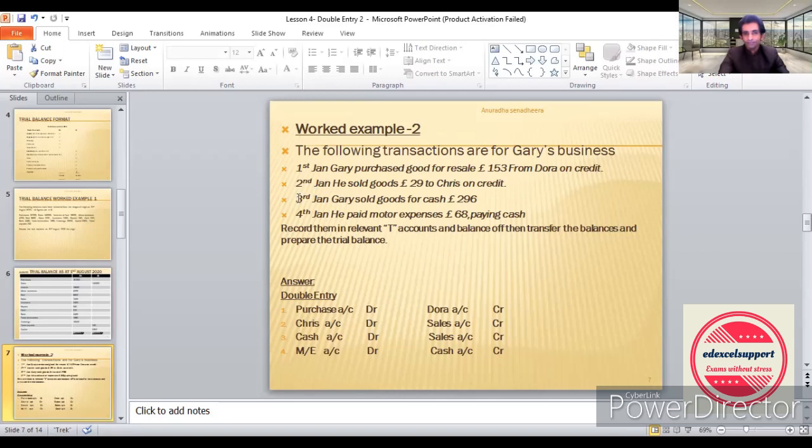Second one, second Jan, he sold goods 29 pounds to Chris on credit. It's a credit sale. When there's a credit sale, you know the double entry: trade receivable account debit and the sales account credit. Here the trade receivable is Chris. So Chris account is debit, sales account is credit. Third Jan, Gary sold goods for cash. So it's a cash sale. So the cash account will be debited and the sales account will be credited. So cash debit, sales credit.